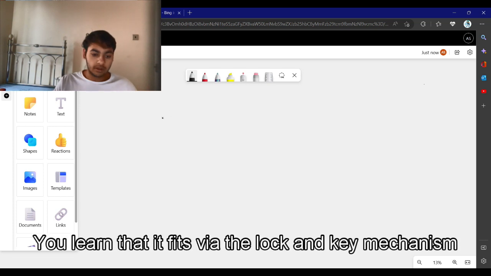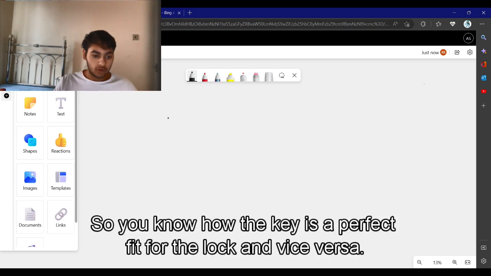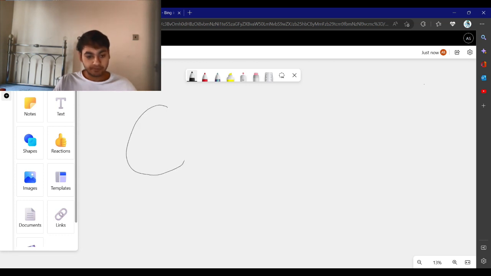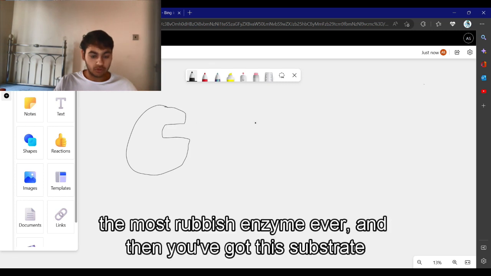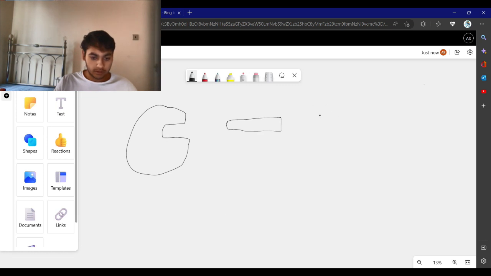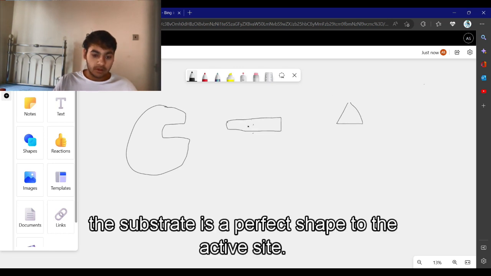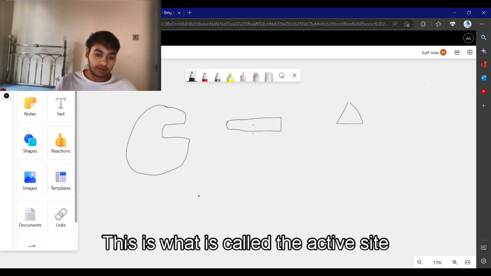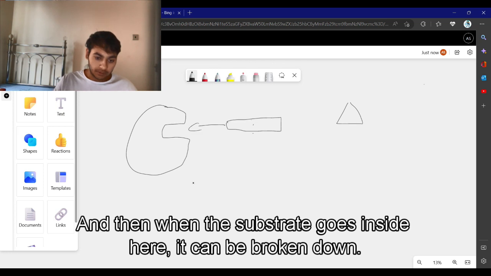In GCSE, you learn the lock and key model. So you know how the key is a perfect fit for the lock and vice versa. So then you've got this enzyme here, the most rubbish enzyme ever, and then you've got this substrate. With the lock and key mechanism, the substrate is a perfect shape for the active site. This is what is called the active site. And then when the substrate goes inside here, it can be broken down.